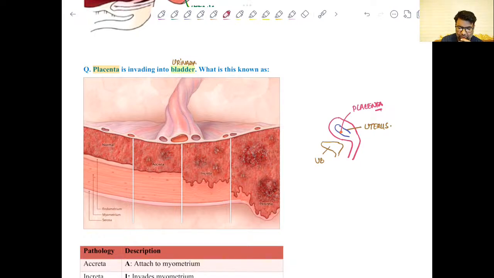So for that we need to know the layers of uterus. The innermost is endometrium. Metrium is related to uterus. Then after endometrium, outside is myometrium. Myo means muscle, so myometrium. And the outermost is the serosa. So this one is serosa, the outermost covering.